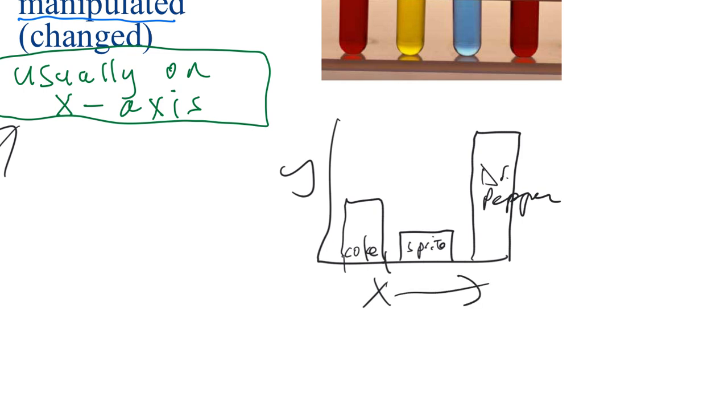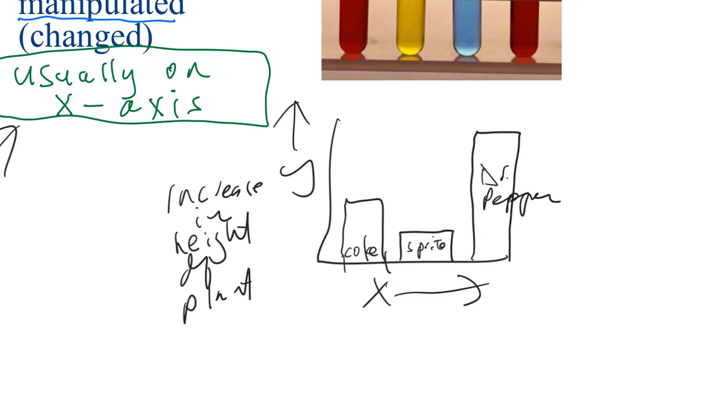So that's the x-axis. The y-axis would be the increase in the height of the plant in a certain time, let's say in a week. So what kind of graph did I just draw? I drew a bar graph, right? This graph shows the effect that the sodas had on the height of the plant.